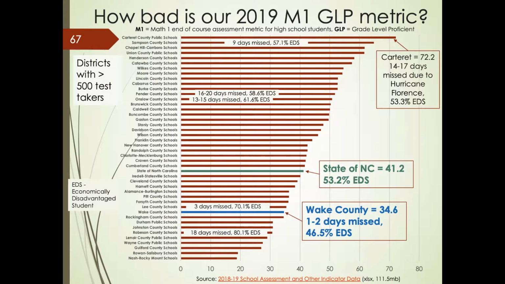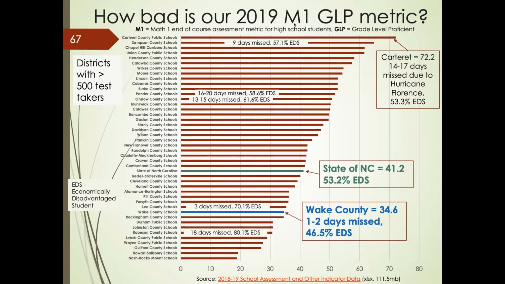Just how bad is our 2019 M1 GLP metric? Again, this is a metric that measures Math 1 end of course for high school students only. The data here is included for any district that has more than 500 test takers, so only the larger districts. If you're looking for Wake County, we're way down here on the bottom. We're about 11 or 12 spots from the bottom of this list of about 43 districts in total.